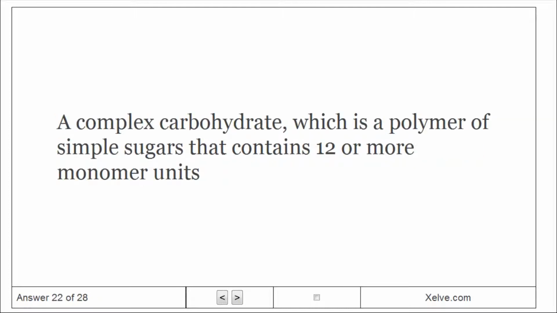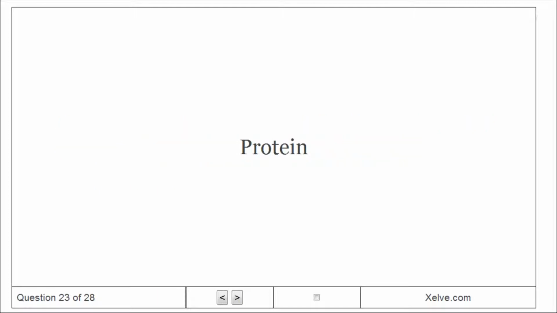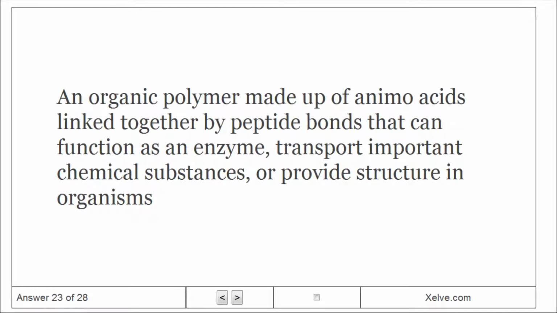Polysaccharide. A complex carbohydrate, which is a polymer of simple sugars that contains 12 or more monomer units. Protein. An organic polymer made up of amino acids linked together by peptide bonds that can function as an enzyme, transport important chemical substances, or provide structure in organisms.